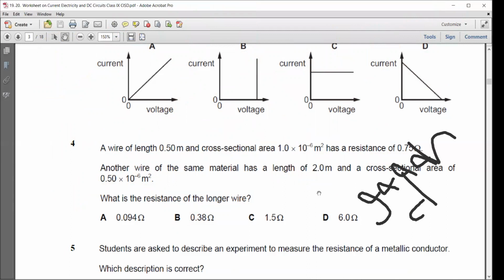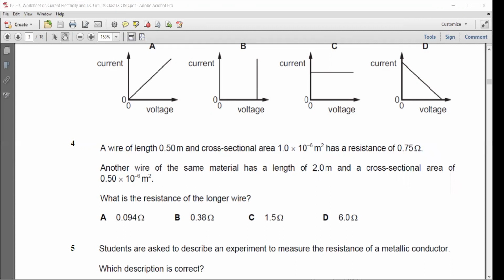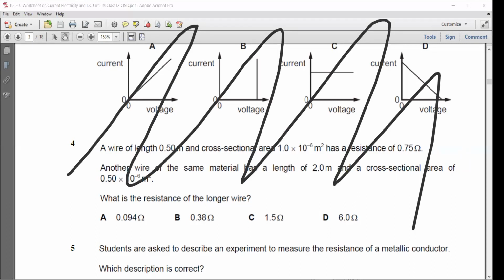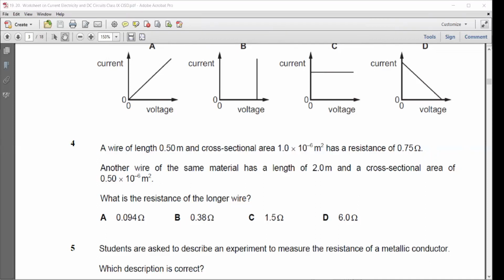Clear, everyone? If you want to get the ratio, then you will have R2 by R1, right? You please write R2 divided by R1 equals. For R you got this formula, rho L by A. So for R2 we get rho L2 by A2, divided by rho L1 by A1.